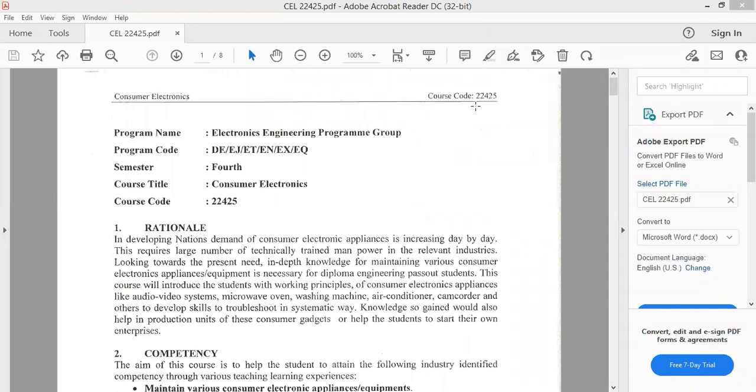This is your first lecture of consumer electronics. The subject code is 22425. The syllabus is there, and in your group as well. Basically, this is the fourth semester and the subject name is consumer electronics.